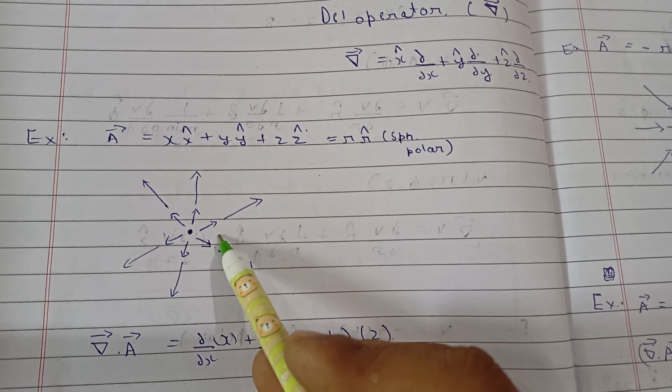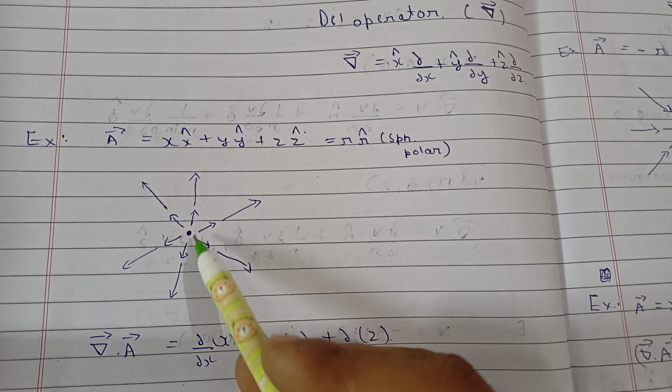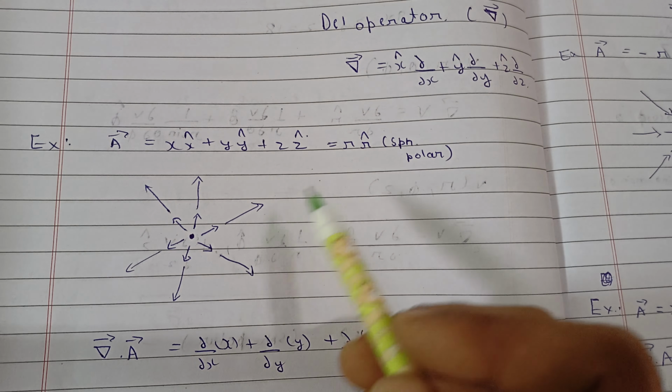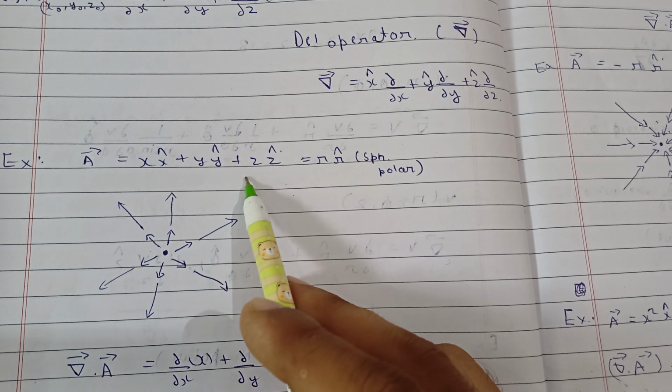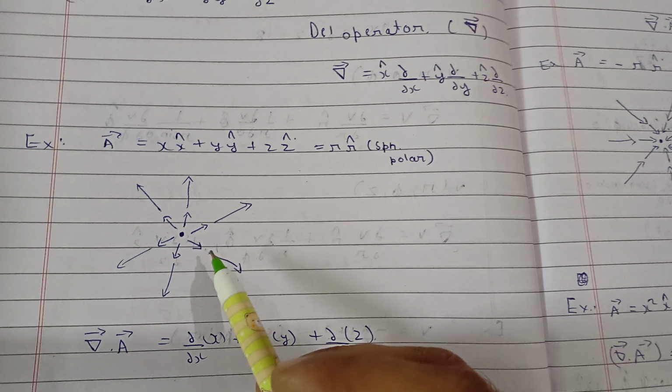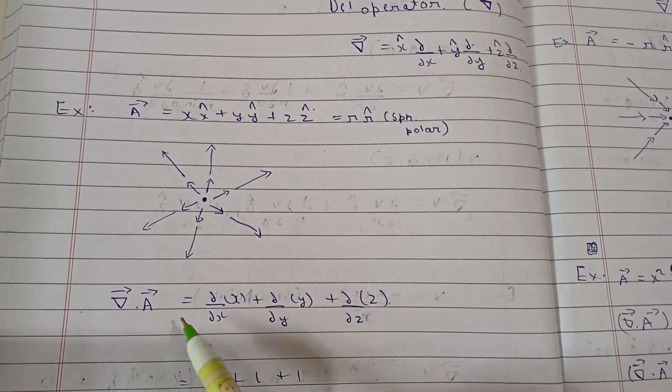Same if you take here, the field is less spread here and more spread here. So that shows the divergence. So in this kind of vector field, you can find the divergence, that is del dot A.